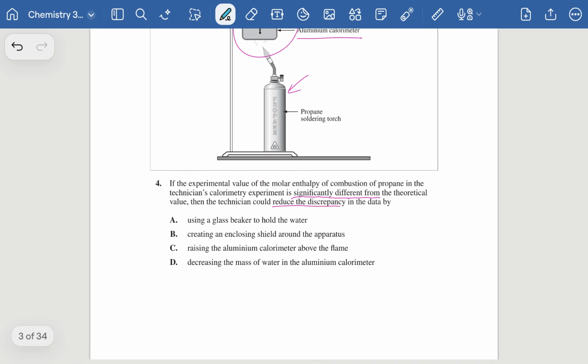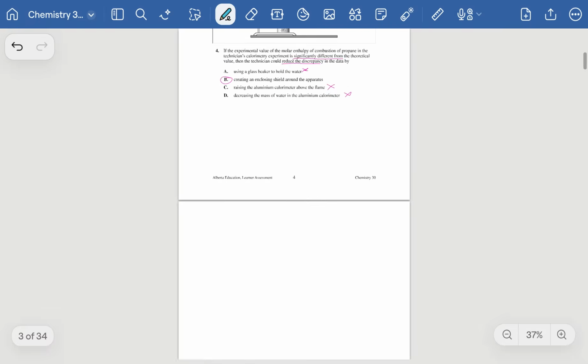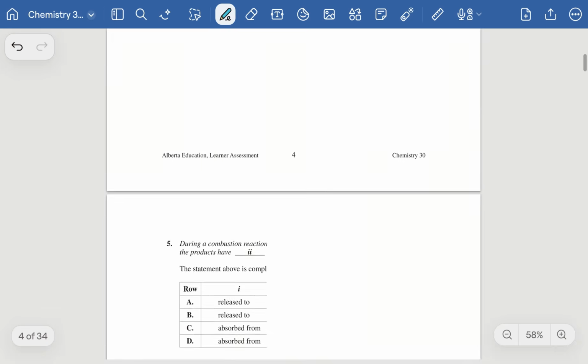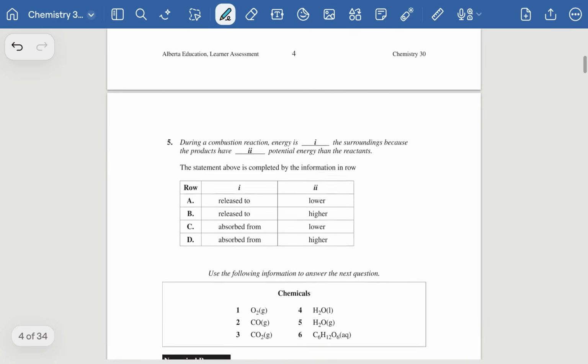Using a glass beaker to hold water is not going to change anything because we are still losing heat somewhere. Creating an enclosed shield around the apparatus seems like an answer, but let's look at the others. Raising the aluminum calorimeter above the flame: if you bring it even higher, you would lose more heat. Decreasing the mass of water in the calorimeter is really not going to do anything either. So the best one is B. By enclosing the shield, you're making a closed system, so less energy escapes as heat, and all that heat would be going into the calorimeter.